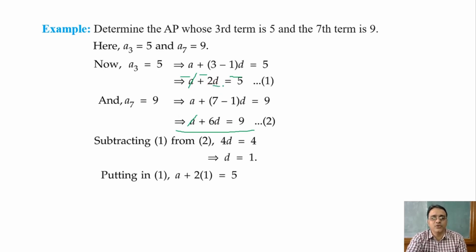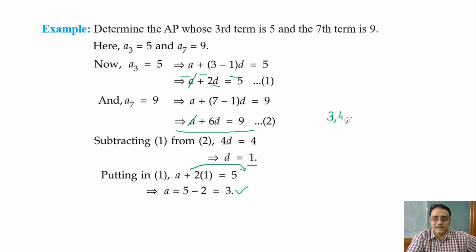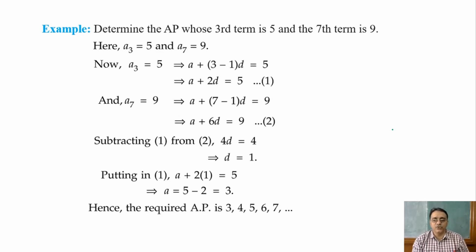So a plus 2 into 1 is equal to 5, that is a plus 2 is equal to 5, and shift this 2 to the other side. So what value of a are you getting? 3, 5 minus 2 is 3. So the first term is 3. What is the second term? 3 plus 1, that is 4. Next plus 1, 5. Next 6. Next 7. Okay, so there is no need to show this, we can write directly. Hence the required AP is 3, 4, 5, 6, 7, and so on.